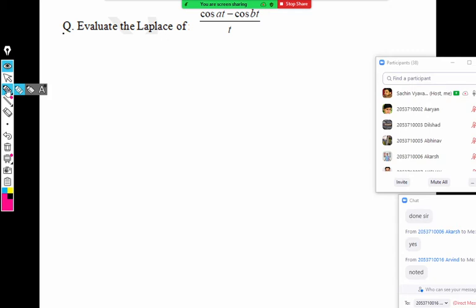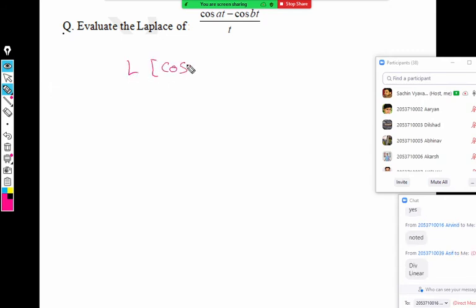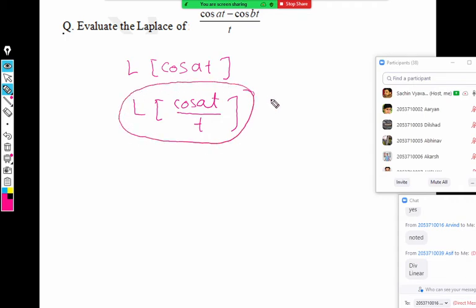What they are doing is, they find the Laplace of cos AT only first. Few of the students do it like this. They find the Laplace of cos AT upon t separately, and then they find the Laplace of cos bt upon t separately. Yes, they use the division and linearity properties, but that's not correct. That's not possible, because the Laplace of cos AT upon t does not exist. You will come to know why it does not exist.